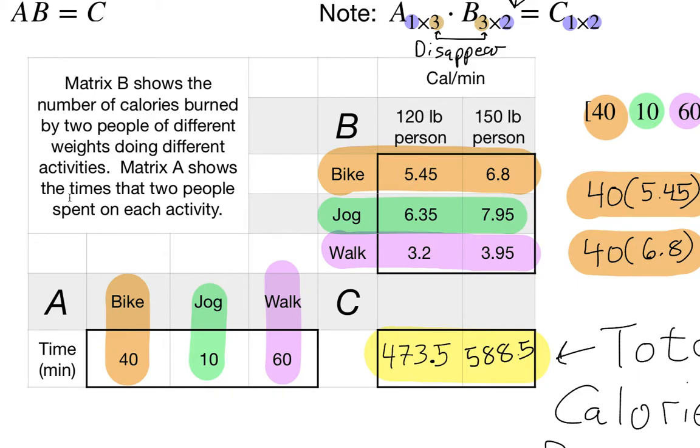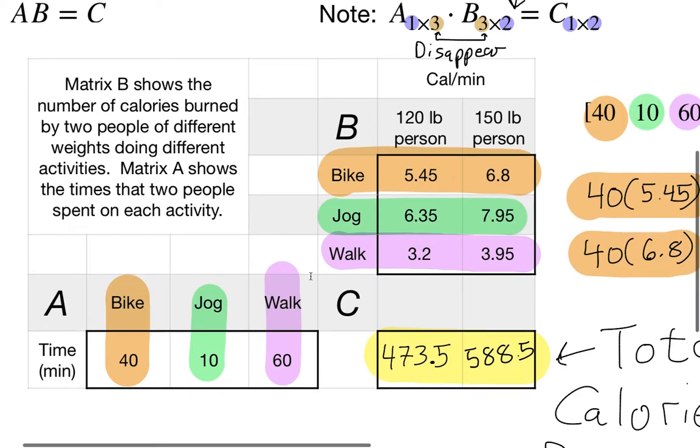Matrix A shows the times that the two people spend on each activity. So they're both doing this together. They both bike 40 minutes, and then they jog 10 minutes, and then they walk 60 minutes. So the question is, how many total calories does each person burn? We know they're going to burn different amounts because they have different weights, and so although they have similar times, they're going to burn different amounts of calories.